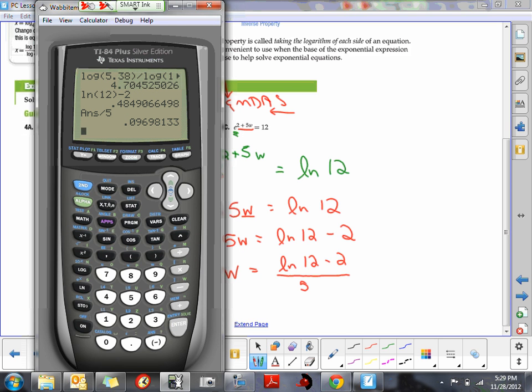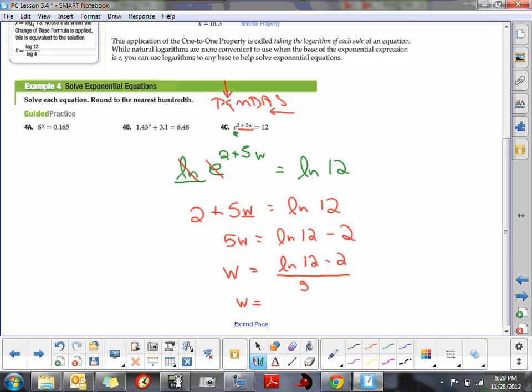If we round that, that 6 is going to create a 1. So 6 creates a 9, become a 10, carry the 1. So really w is equal to approximately 0.10.